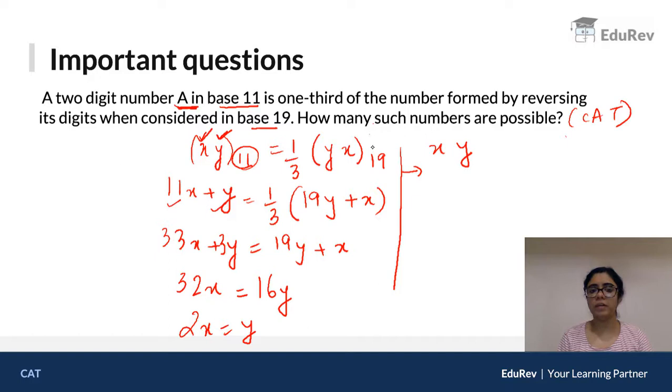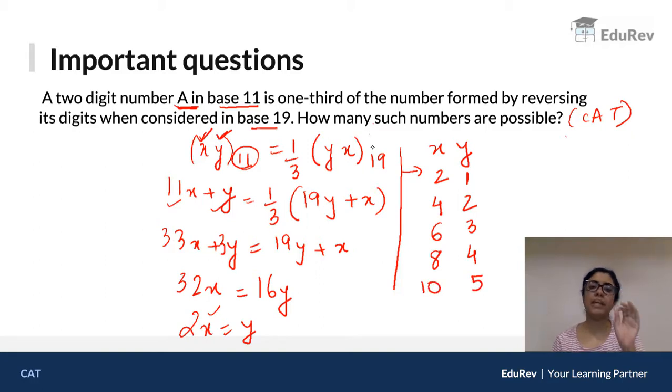So suppose if y is 1, x is twice of that, so x will become 2. This is one number. If this is 2, this will be 4. If this is 3, this will be 6. If this is 4, this is 8. If this is 5, this becomes 10.